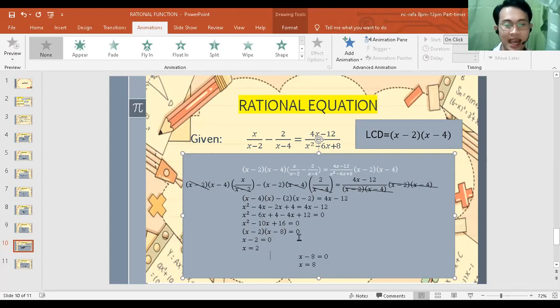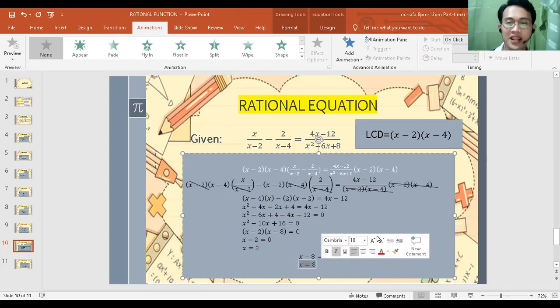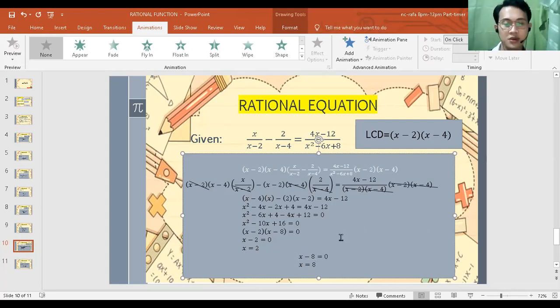After that, we equate each factor to zero. So the value of x here is 2, because x minus 2 equals 0 means x is equal to 2. And then x minus 8 equals 0 means x is equal to 8. We have two values of x here, which are 2 and 8.